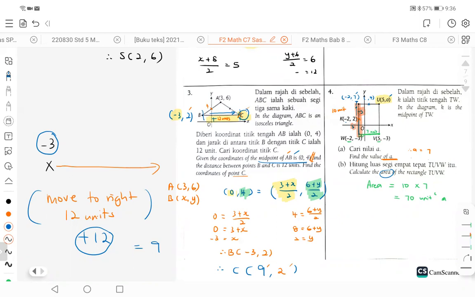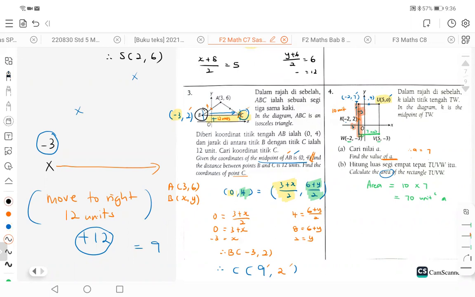Because it's a horizontal line, we can just write it like this. If it's a slanted line, like I showed you just now, then only we apply the formula. This is a horizontal line, no need. Moving to the right side, plus 12.